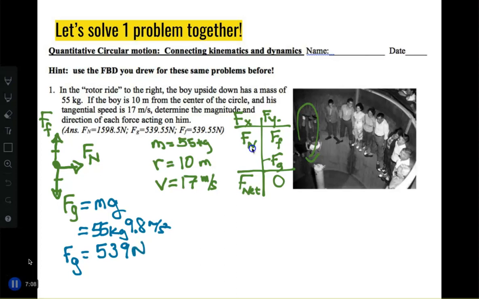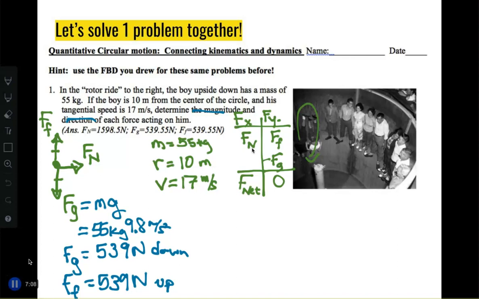And we happen to know that that actually is going to be equal to that force of friction as well, 539 newtons. And I want to say the direction. So it's asking for both the magnitude and direction of each force acting on the boy. So force gravity is down and force friction is up. So I'm giving really simple directions.